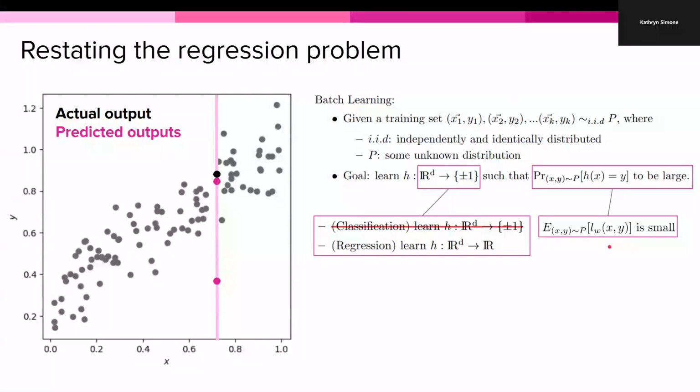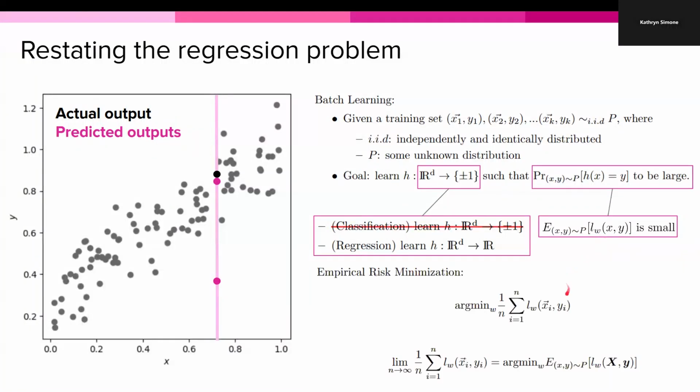All right, so are we done? Well, not quite. You might notice that we want to minimize the expectation of this loss for x, y drawn from some distribution that we call P. However, this distribution is unknown to us. What we can do instead, though, is something called empirical risk minimization, or ERM.